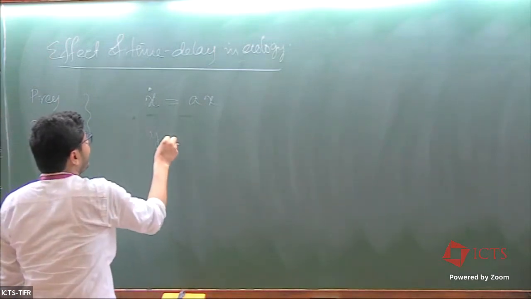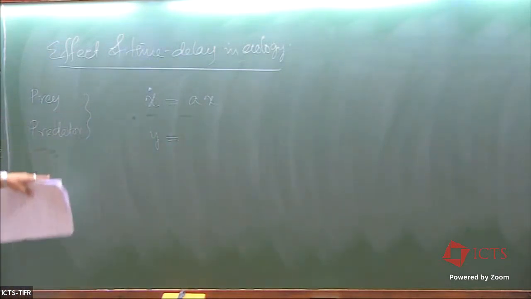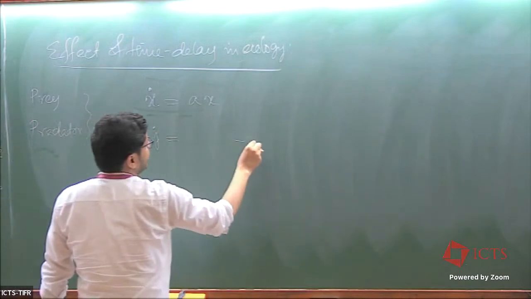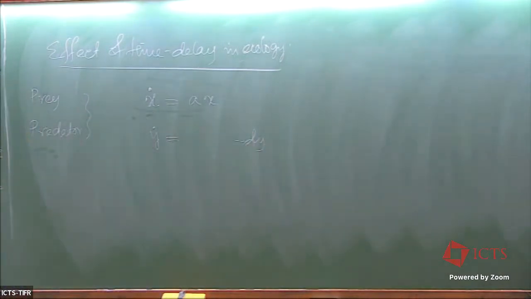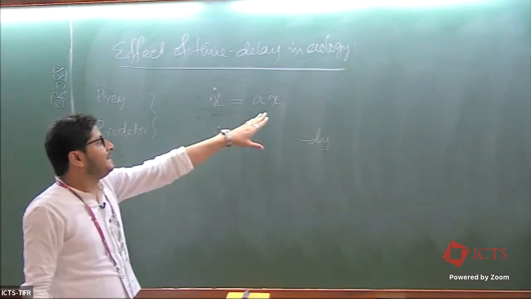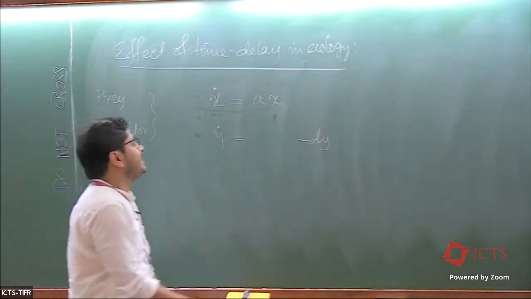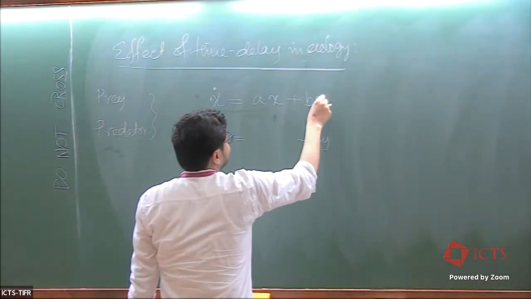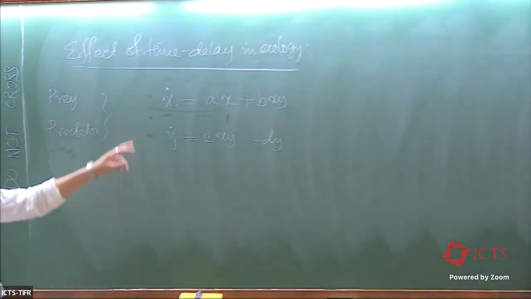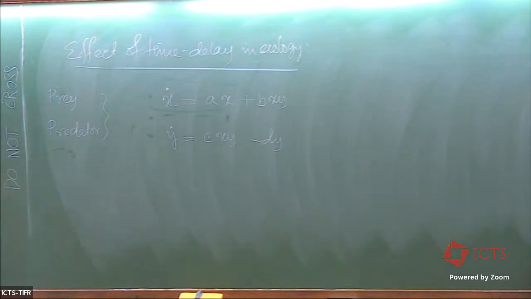And suppose Y is the population of predator, and if there is no prey, then what happens? It actually decays. The predator dies, being deprived of food. But if in a jungle you leave these two, predator and prey, then there are some interactions. So that interaction here gives plus BXY and minus CXY. So this gives rise to the well-known Lotka-Volterra model.